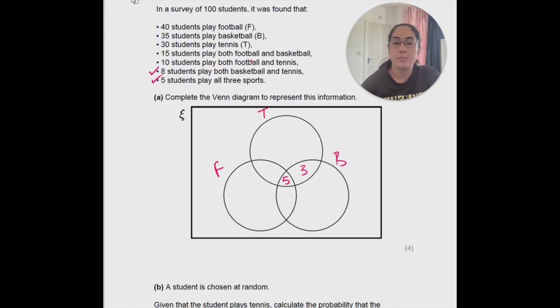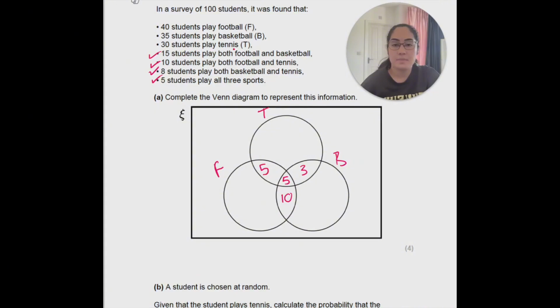So 10 students play both football and tennis. There's 5 already in that part of the circle. There will be another 5 there in that case, right? 15 students play both football and basketball. So football and basketball here. That would be that region there. There's 5 already there, so we're going to do 15, take away 5, and that's going to be 10 in there.